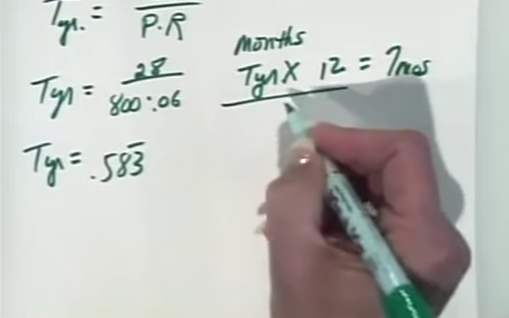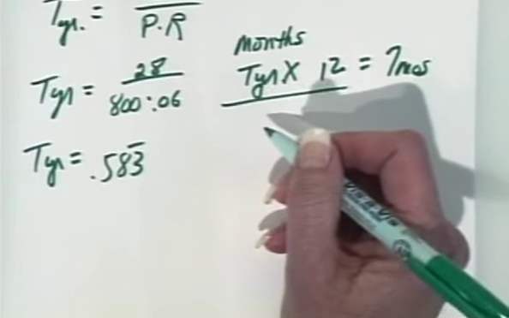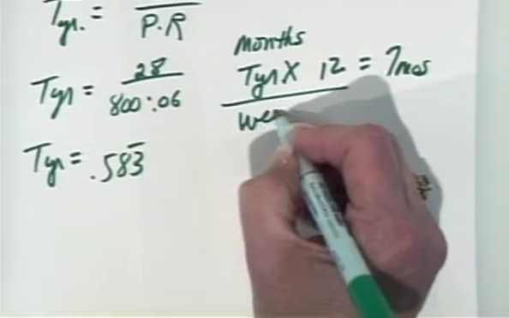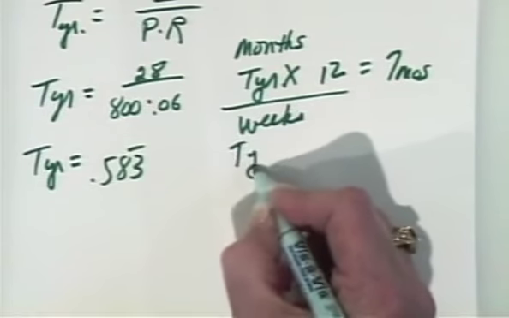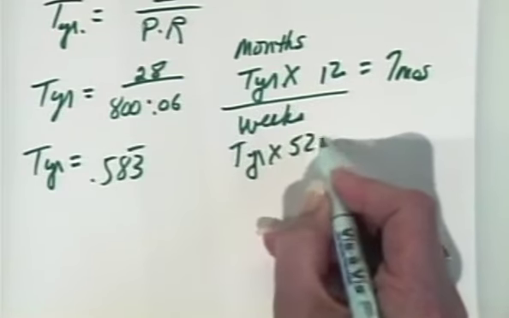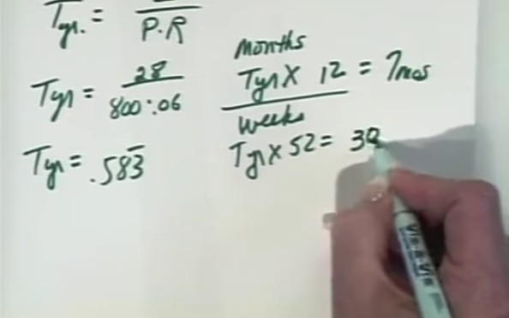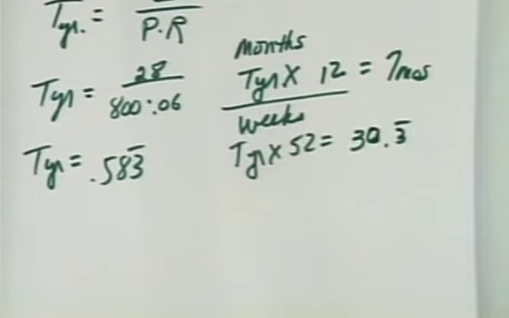Cool. What if I wanted it in terms of weeks? 30 1/3. Yeah. I take this time in terms of a year times 52, and he said I got 30.3 repeating, 30 1/3 weeks.